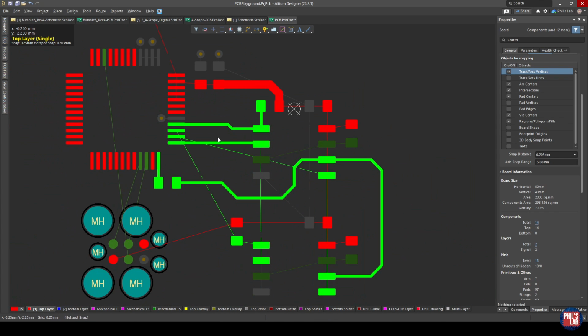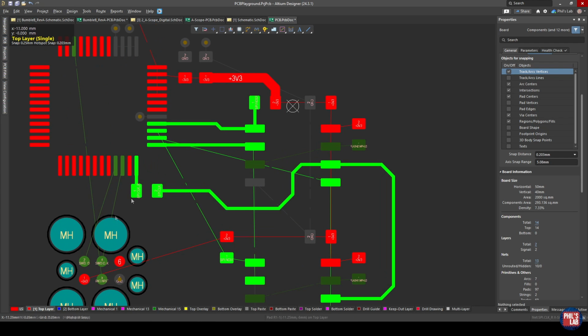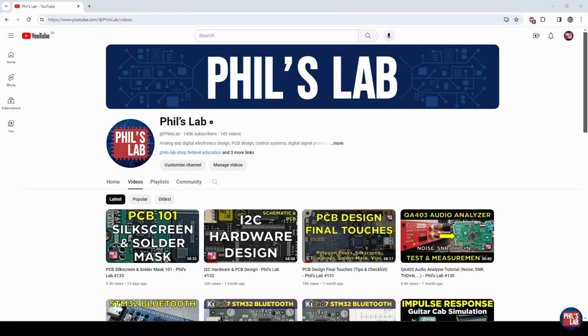So a very, very simple example, but I hope it showed you the difference between routing through versus routing branches and stubs, and how to place pull-ups and how to place components. Thank you very much for watching this video. I hope it was useful and I hope it gave you some basic insights in what to pay attention to when it comes to SPI hardware design and PCB design.